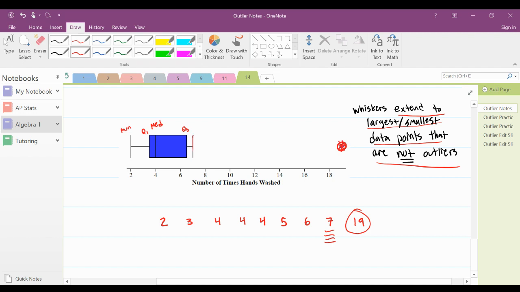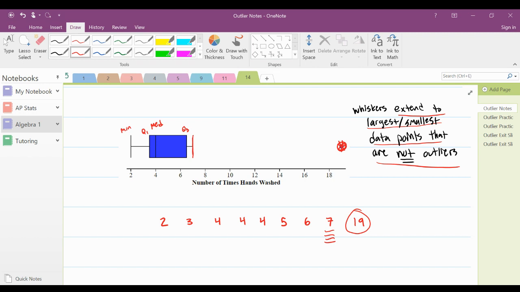So my max whisker point is 7 here, because it's only going to extend to the biggest value that isn't an outlier, or the smallest that isn't an outlier. But since I didn't have any values less than -1, my minimum was not an outlier. So this is how to find outliers.